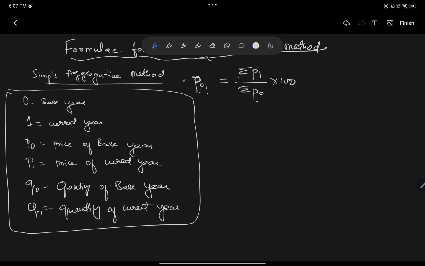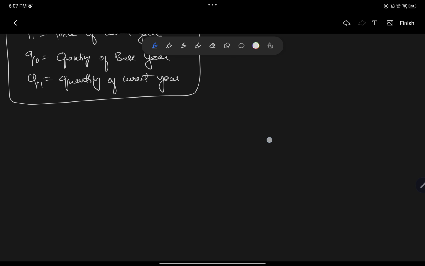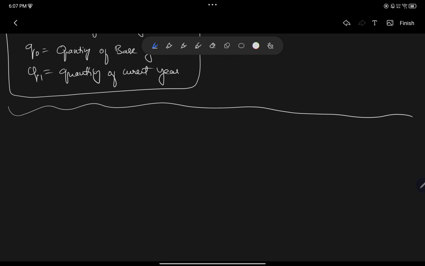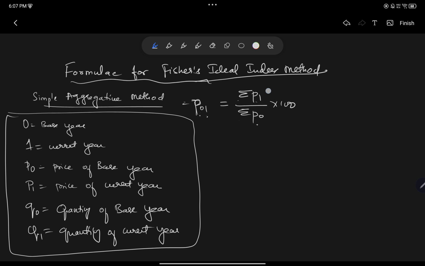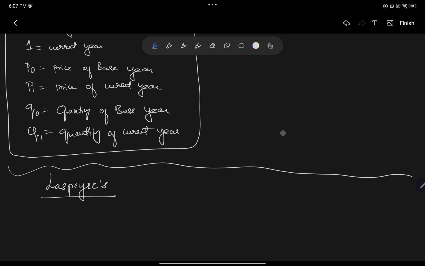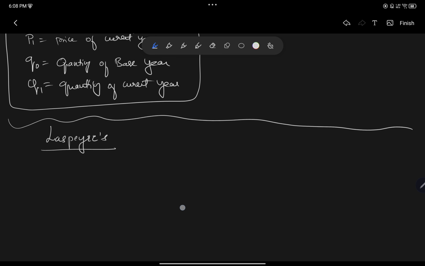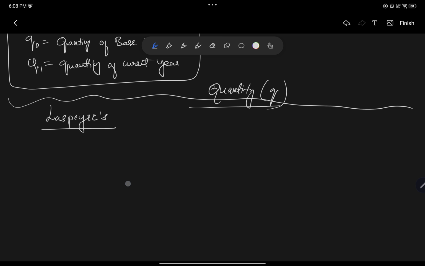But there was someone known as Laspeyres. He says just taking price is not enough. We need to consider quantity also. Quantity is denoted with Q, right? So hence he brought a formula known as Laspeyres index.